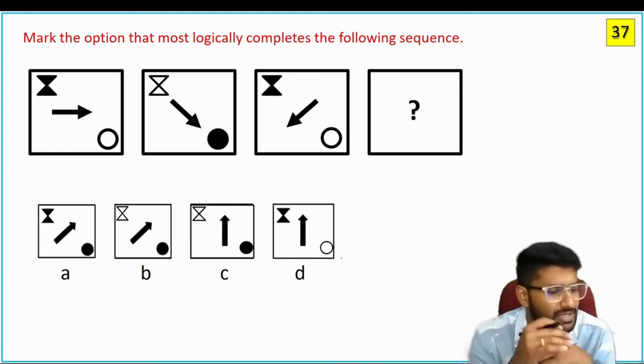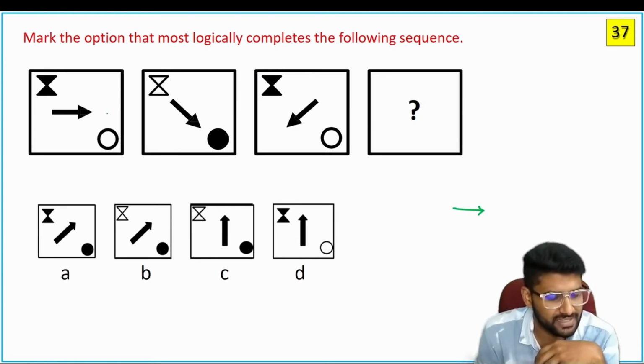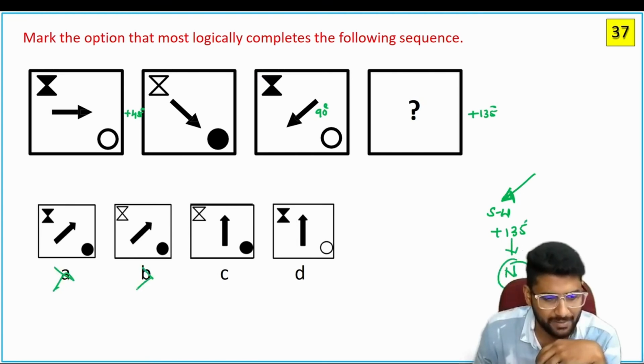So what about this question, guys? If you observe the arrow here, the arrow is moving first from here to here, 45 degrees. Next, again it's exactly equal to 90 degrees. So next must be 135 degrees. Here, see the arrow direction. This direction is pointing in which direction? It's southwest. If southwest plus 135 degrees, now it becomes north. It becomes north, so eliminate A, eliminate B.